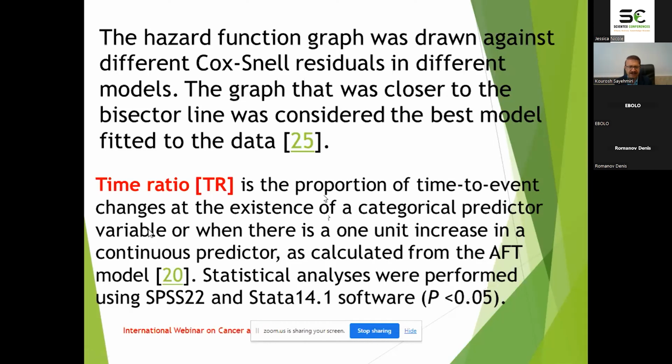I do the statistical analysis with SPSS and Stata, because we cannot compute time ratio using SPSS. Stata gives us time ratio. For parametric models, we have to use Stata or R or SAS.